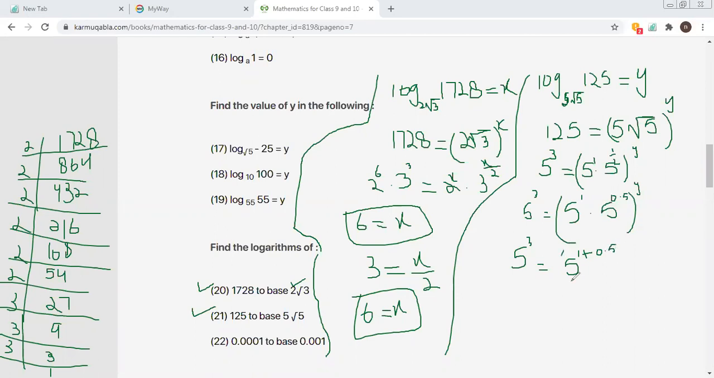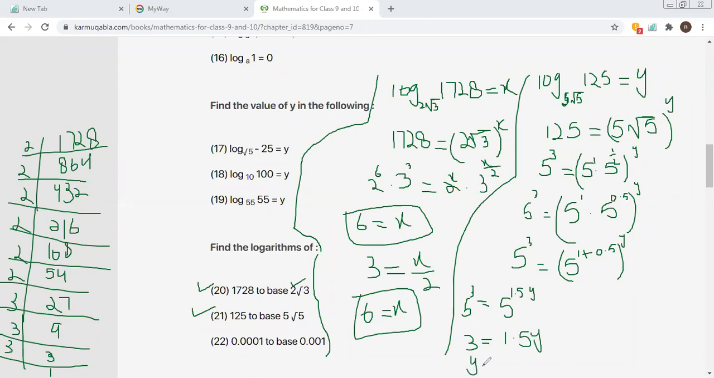Yes, class. Is there any confusion? So now here we have 5 to the power 3, 5 to the power 1.5 y. Compare the powers. Bases are the same. Compare the powers. 3 equals 1.5 y. So we will have to find out the value of y.